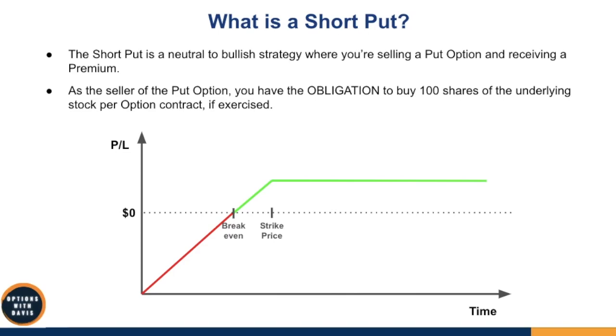So a short put is a neutral to bullish strategy where you're selling a put option and then receiving a premium for it. So this is a premium selling strategy. And as the seller of the put option, you have the obligation to buy 100 shares of the underlying stock per option contract if you exercise.